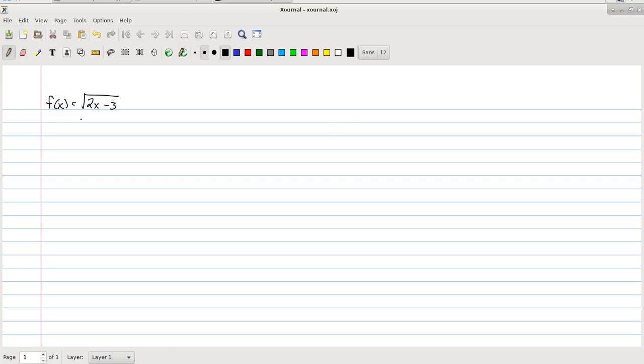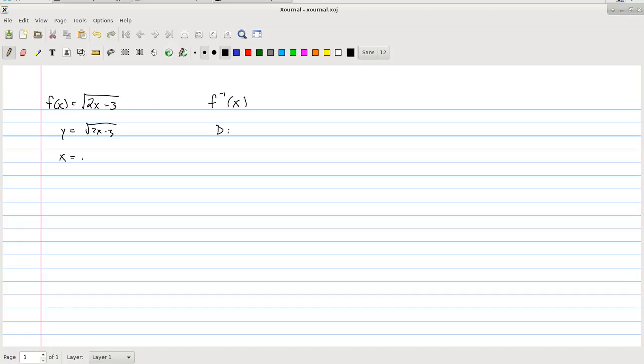Given f of x equals the square root of 2x minus 3, find f inverse of x as well as the domain of f inverse. In order to find the inverse, we're going to first rewrite this as y equals the square root of 2x minus 3. Then we switch the roles of x and y and solve for y.